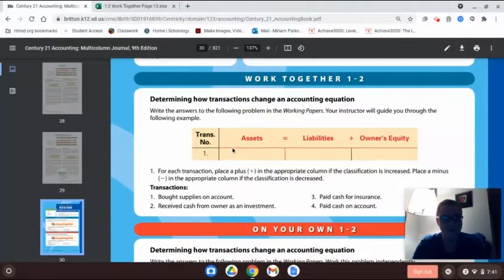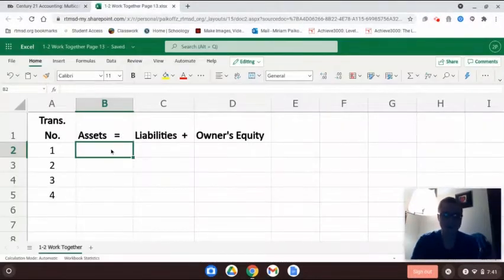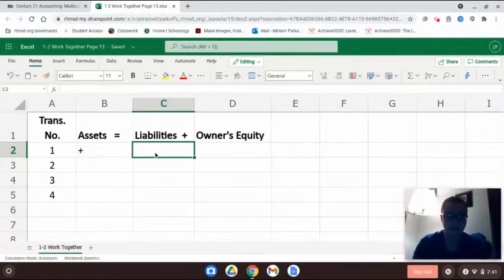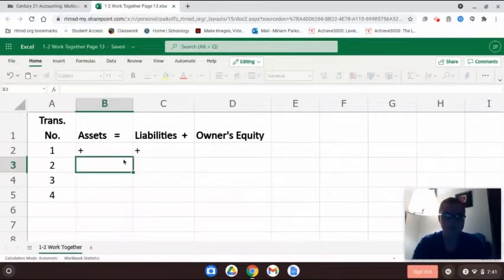So transaction number 1 reads, bought supplies on account. Okay, so we know now that when we buy supplies, that means that our supplies account is getting increased. So we're going to put a plus sign here because supplies are an asset. And also, we put a plus sign for our liabilities, or accounts payable, because if you notice, we are on opposite sides of the accounting equation. So whatever we do on one side of the accounting equation, we have to do on the other, otherwise our accounting equation will not be in balance. Okay, so that's transaction number 1.